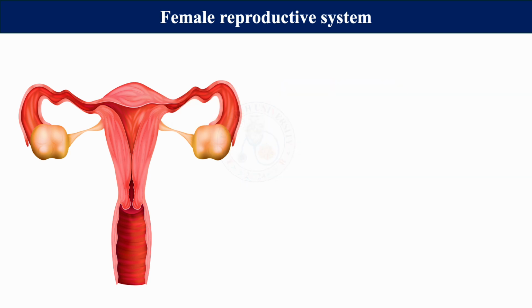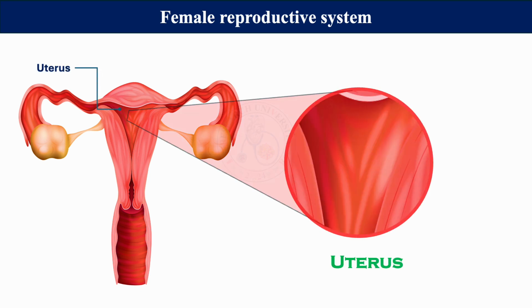And the next one is the uterus. The uterus is a pear-shaped organ located in the pelvic cavity between the bladder and rectum. It consists of three layers. The innermost layer is the endometrium, the middle layer is the myometrium and the outer layer is the perimetrium.